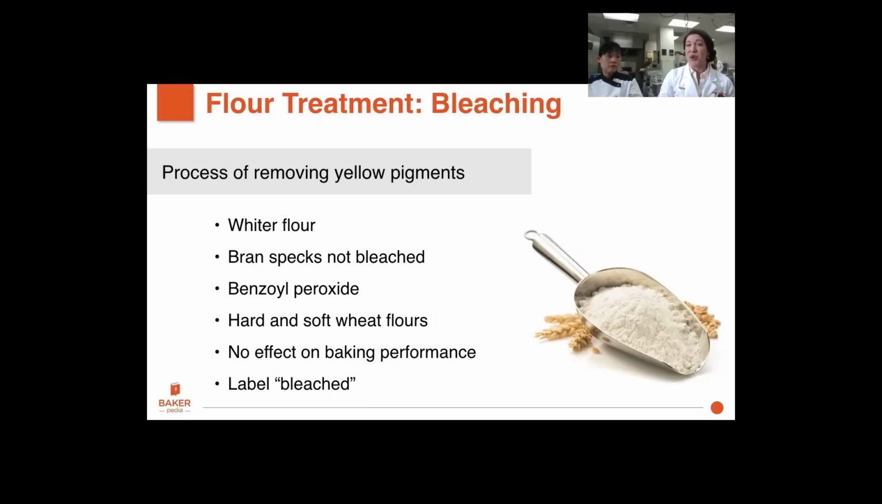You should remember, though, that any bran specs are not going to be bleached. So if you have a lot of bran contamination in your flour, that still shows up as brown specks. We typically use a peroxide, something like benzoyl peroxide. We'll do this for both hard and soft wheat flours to improve the color. There's really no effect on baking performance, but it will say on the label that it's a bleached flour. So it's something that will be called out on the label.